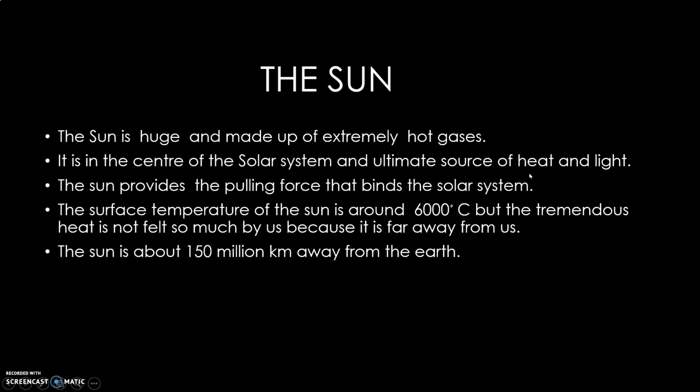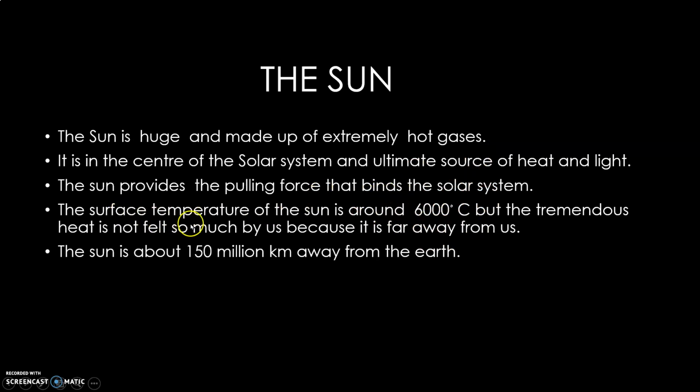So all the planets, all the celestial bodies, are getting heat and light from the sun. Already you know all the celestial bodies get heat and light from the stars. The sun is a star. From the sun only we are getting so much heat and light. And the sun provides the pulling force that binds the solar system. That means the sun has that force. What is that force that binds the solar system? Solar system means the sun and the 8 planets. See, all the planets move around the sun because of what? The pulling force of the sun.